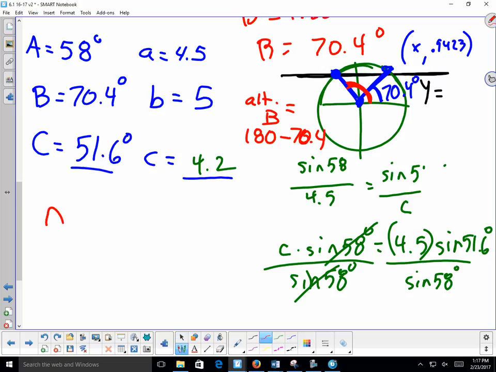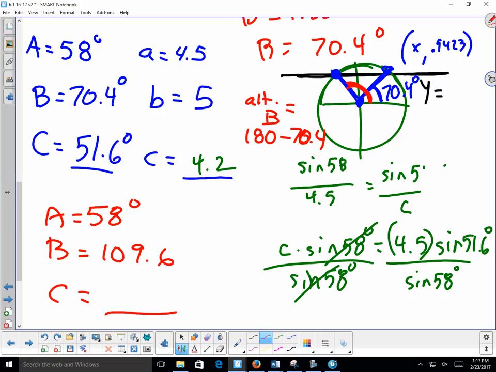That means I would have A still equaling 58 degrees. B now could equal 109.6. C is going to be different, right? Same A, same B, but we would have a different C. Agreed? Now, this alternate B would actually be a real possibility for a different triangle only if there's still room for an angle C. In other words, C still has to be a positive angle measure.